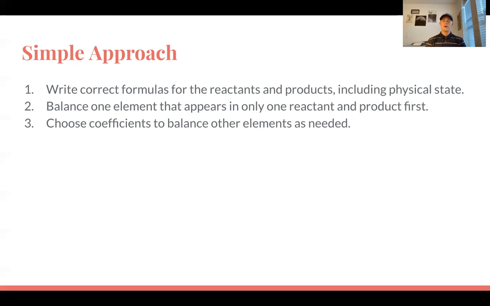So in each equation, and later on we're going to get into some practice problems and different ways to solve them, we're going to look for an element that appears only once in the products, and only once in the reactants. And we're going to balance that. So we're going to make sure that it has the same number on the product side as it does on the reactant side. And then finally, once you start to balance it out, you're going to choose coefficients to balance all the other elements as needed.